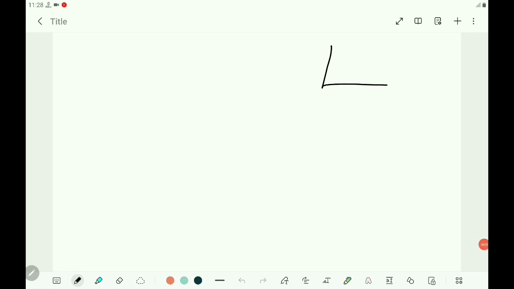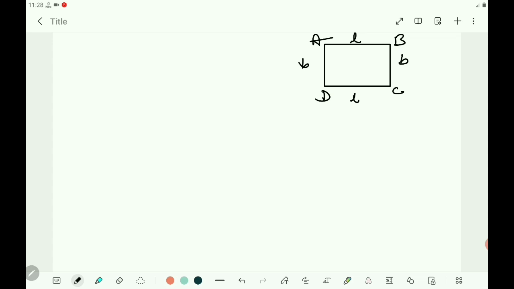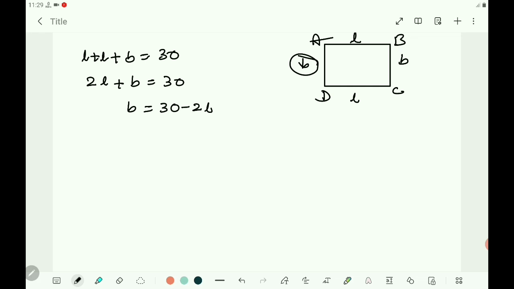So let us take AB, BC, CD, DA as L, B, L, B. And here you leave this, it is for the compound wall. Then L plus B plus L equals 30, 2L plus B equals 30. Then B equals 30 minus 2L. B equals 30 minus 2L. Consider it is first one. Then area of field.